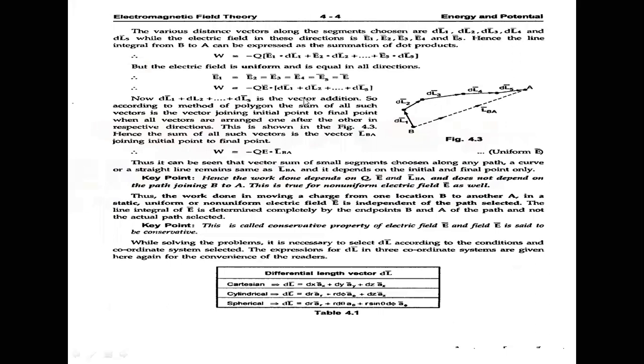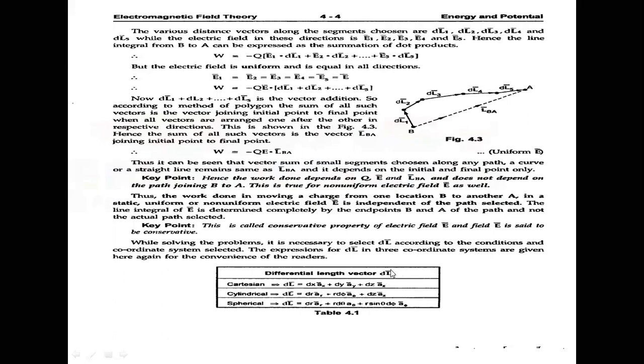Now something here, there is a different dL1, dL2, dL3, dL4 and dL5. W is equal to minus Q E bar dot dL bar: the different points where we have to take the test charge and move it against the direction of the electric field. The total is the differential lengths dL1 bar plus dL2 bar plus up to dL5 bar, and so on. So forget about this, it is not that important.